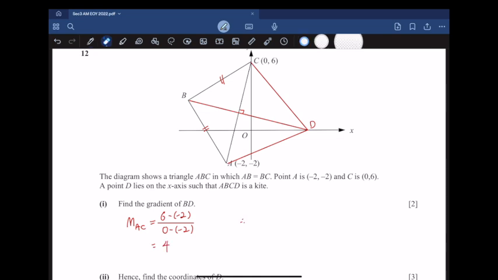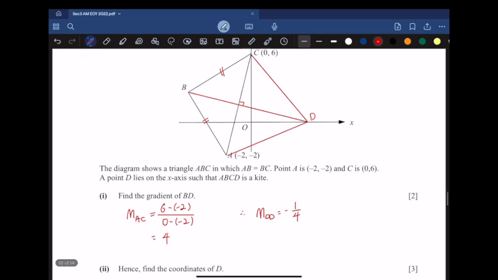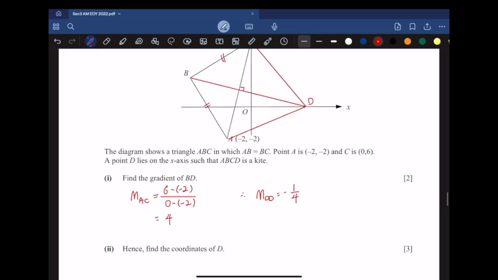Therefore, since BD and AC are perpendicular, the gradient of BD is simply equal to negative 1 over 4. Okay, this is for part 1. So part 2: hence find the coordinates of point D.